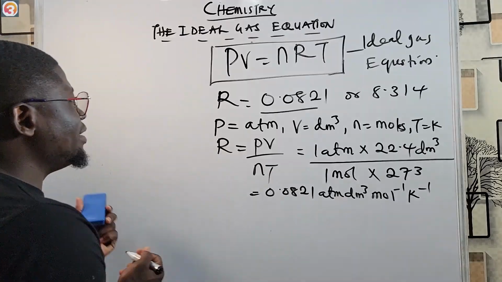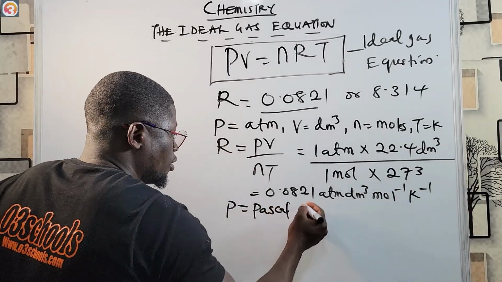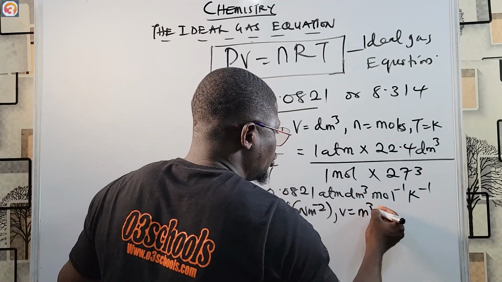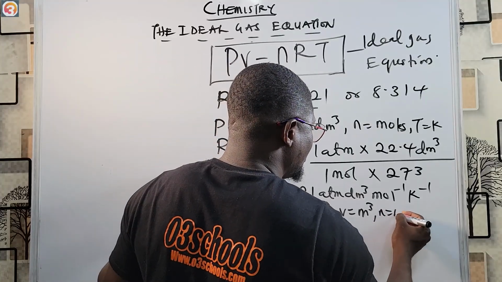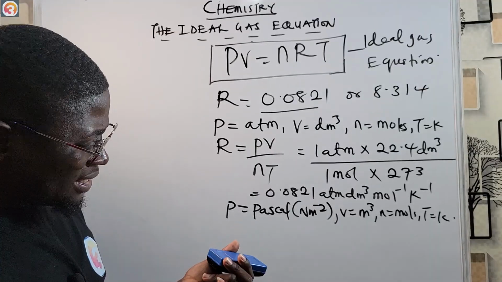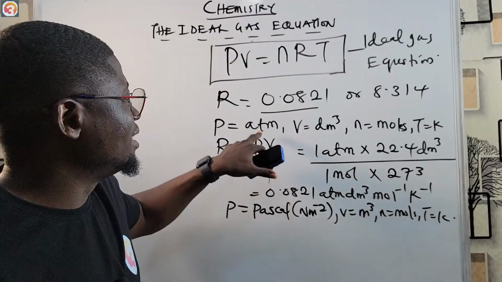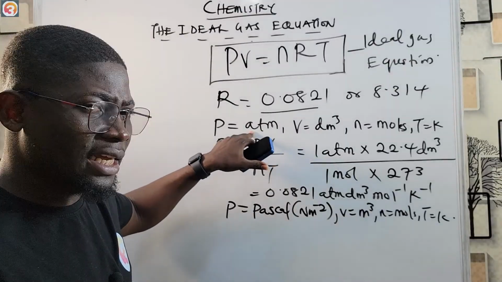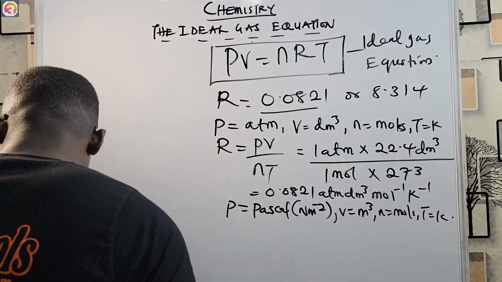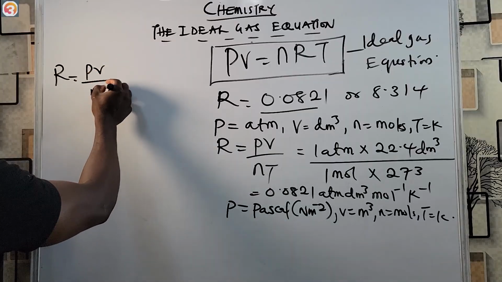Now, what about if P is in Pascal, for example, or Newton per meter square, and then volume is in meter cube? n remains moles, and then temperature is in Kelvin. So what of it if this is the case? Pressure is now in Pascal and not in atmospheric pressure. It's not in ATM, right? Then volume is now in meter cube. Now R will still be PV over nT.